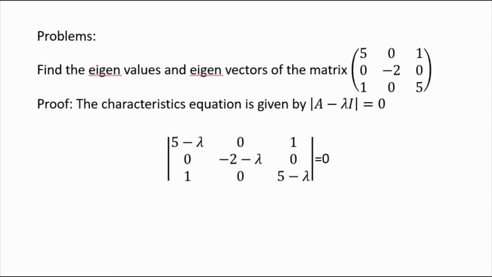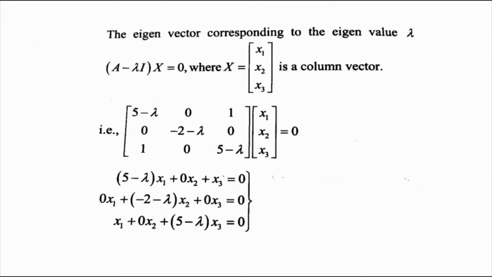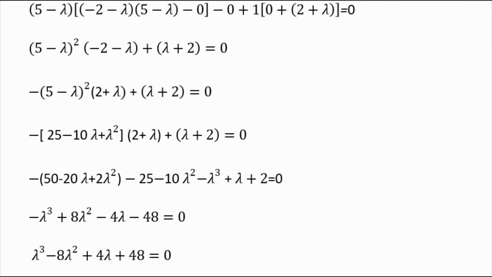Here I is the identity matrix 1, 0, 0; 0, 1, 0; 0, 0, 1. So when you multiply by lambda, it has lambda along the diagonal, and the rest of the elements are 0. So when you find A minus lambda I, all the elements except the main diagonal elements remain the same. So we get a determinant like this. Next, we have to expand the determinant. When you expand the determinant, this is the equation we get.